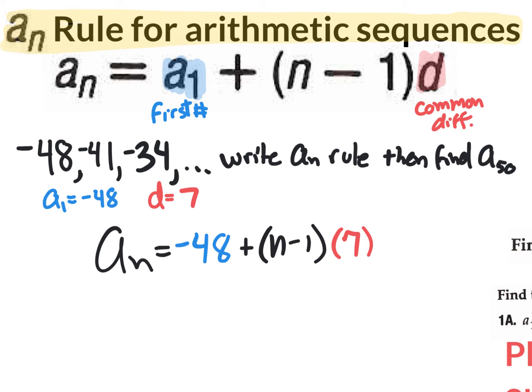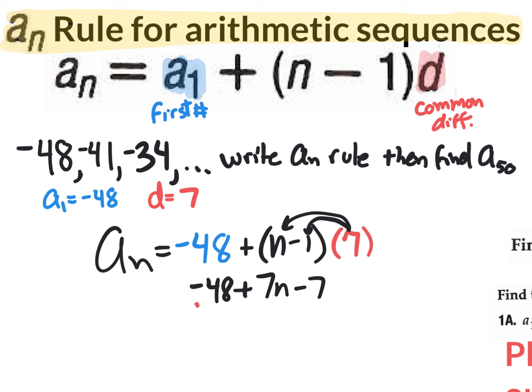Let's make it look nicer. Let's simplify. How do we simplify? Distributive property and combining like terms. Check it out. 7 times n is 7n. 7 times negative 1 is negative 7. Bring down the negative 48 in front, and we have three terms.